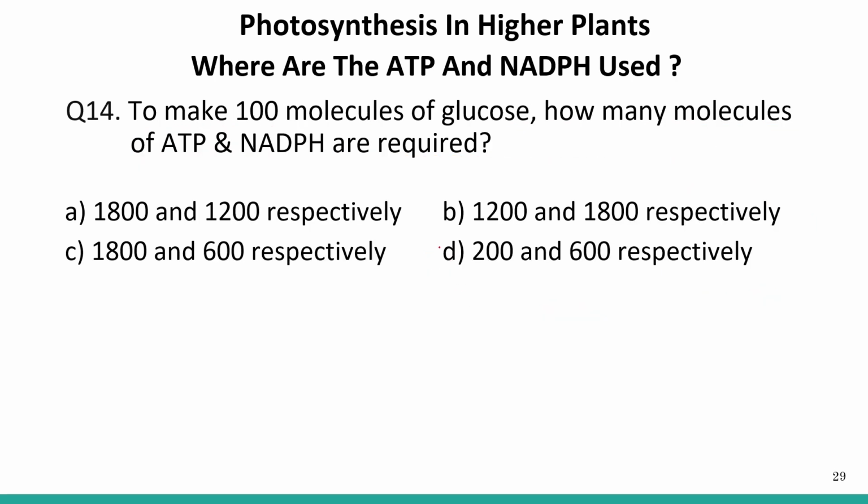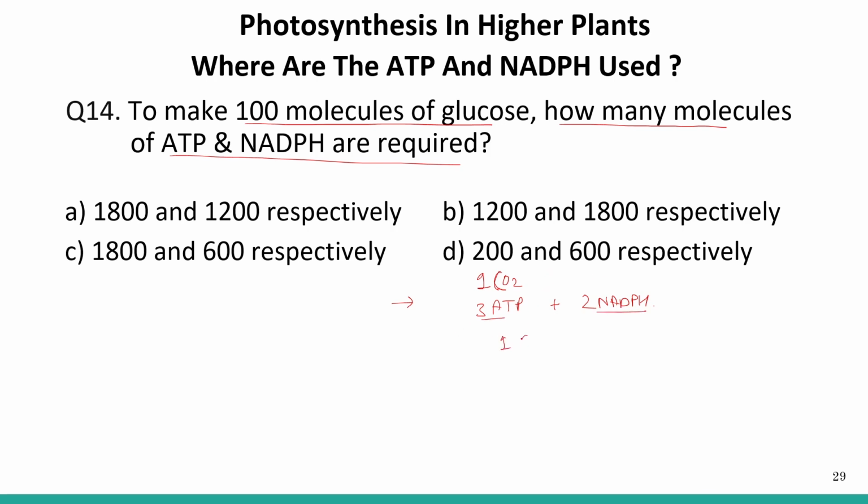So what should be the correct answer? ATP and NADPH. The next question is, to make 100 molecules of glucose, how many molecules of ATP and NADPH are required? Now we know that for fixing 1 molecule of carbon dioxide, 3 ATP and 2 NADPH are used.